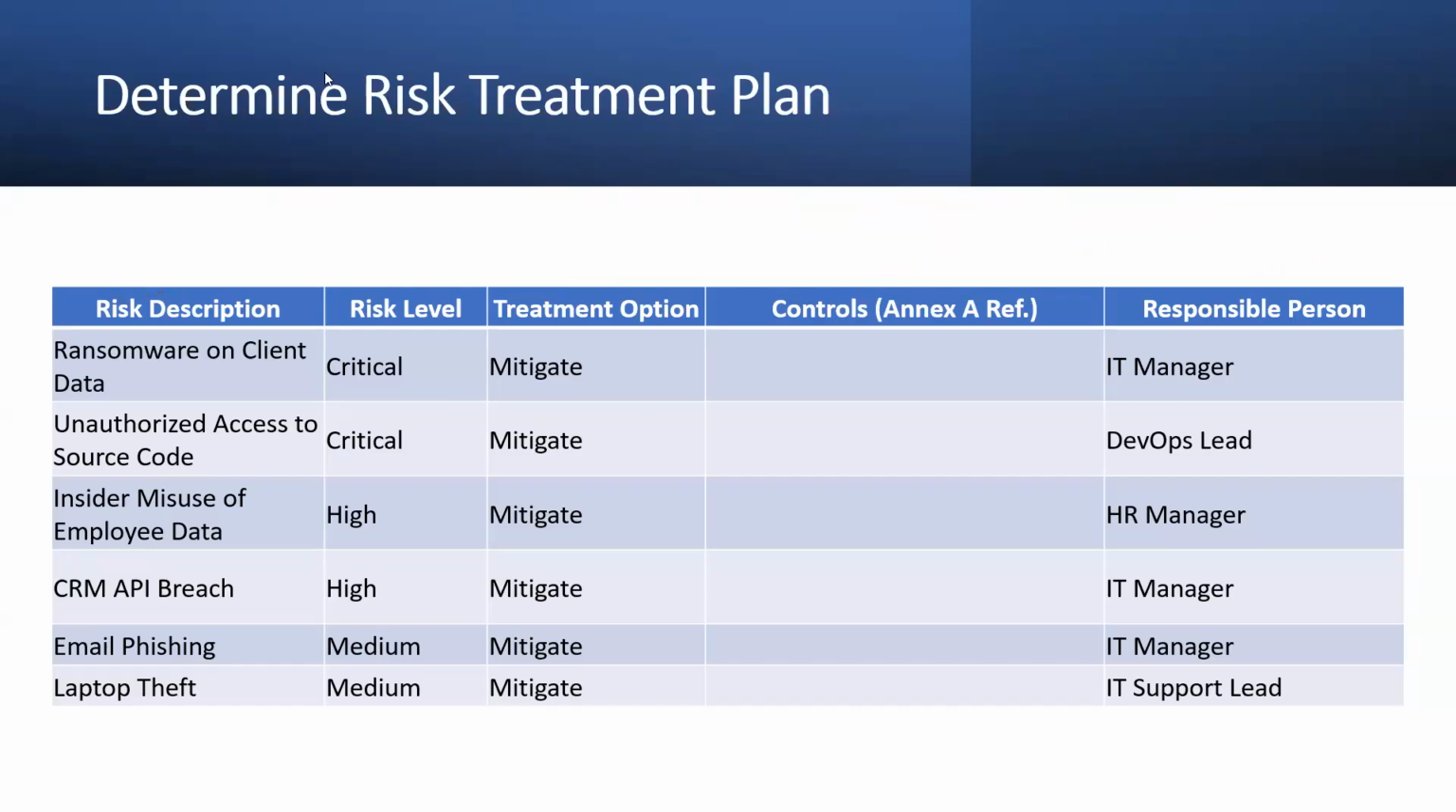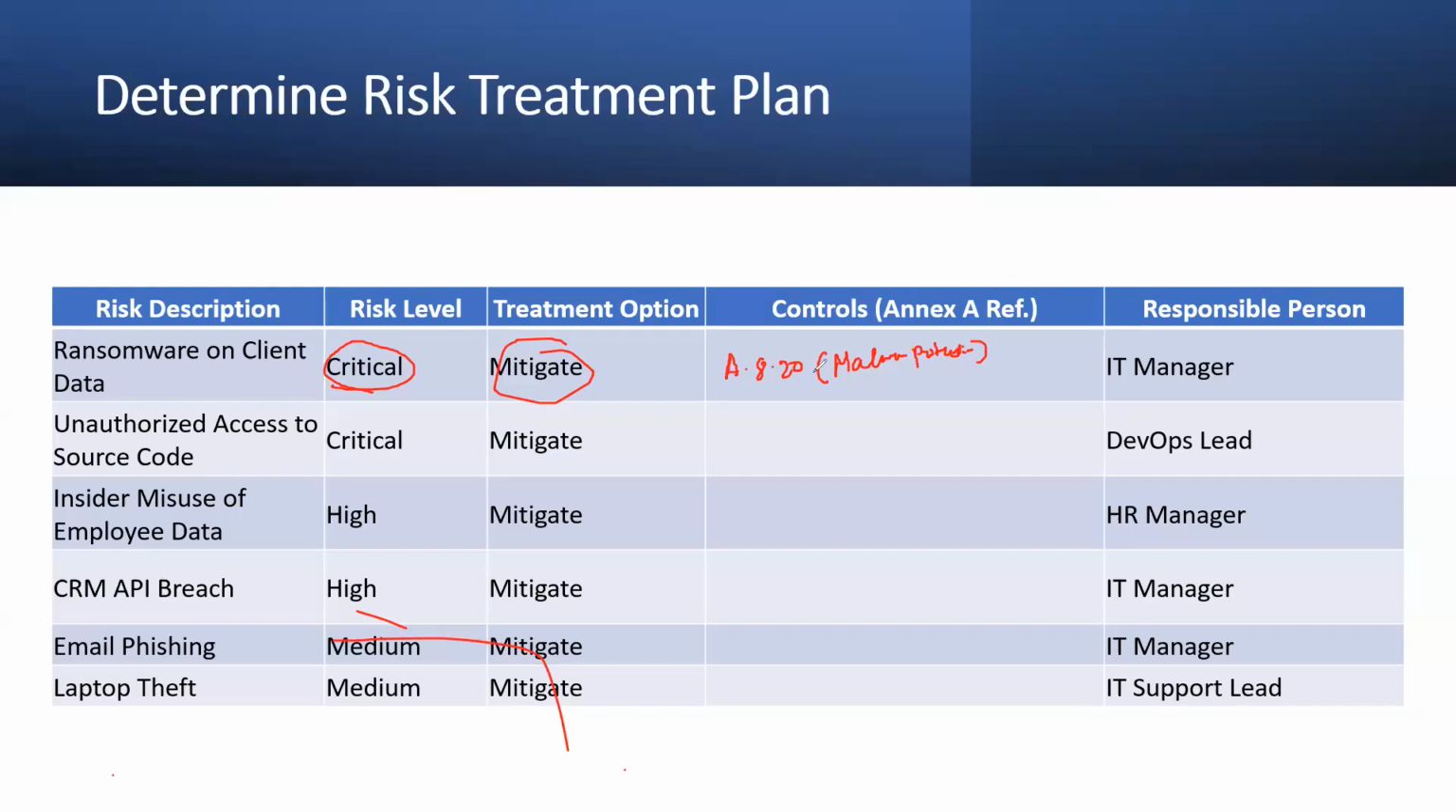The risk description says ransomware on client data. Risk level, it's a critical one. This needs to be mitigated as soon as possible. Now, how are you going to mitigate this ransomware on client data? Do we have any control related to this? Yes, we do. Control number A8.20, talking about malware protection. If you refer to the ISMS manual, control A8.20 is about malware protection.